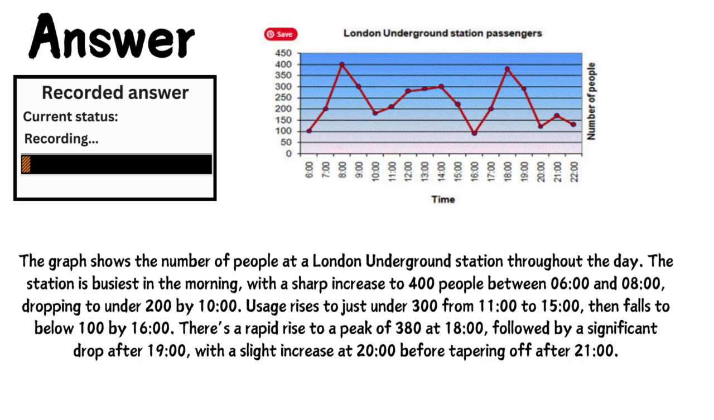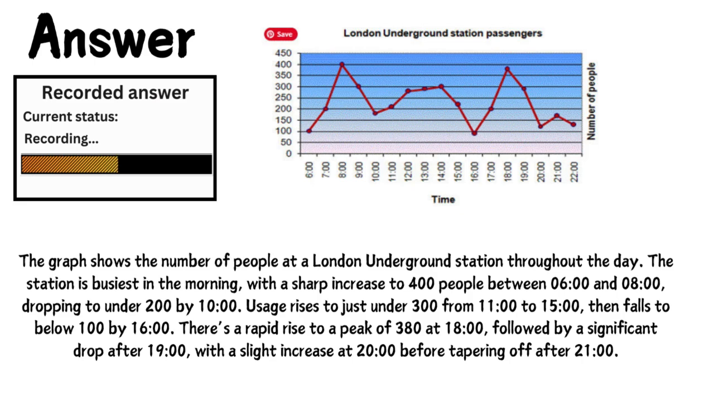The graph shows the number of people at a London Underground station throughout the day. The station is busiest in the morning, with a sharp increase to 400 people between 6 o'clock and 8 o'clock, dropping to under 200 by 10 o'clock.